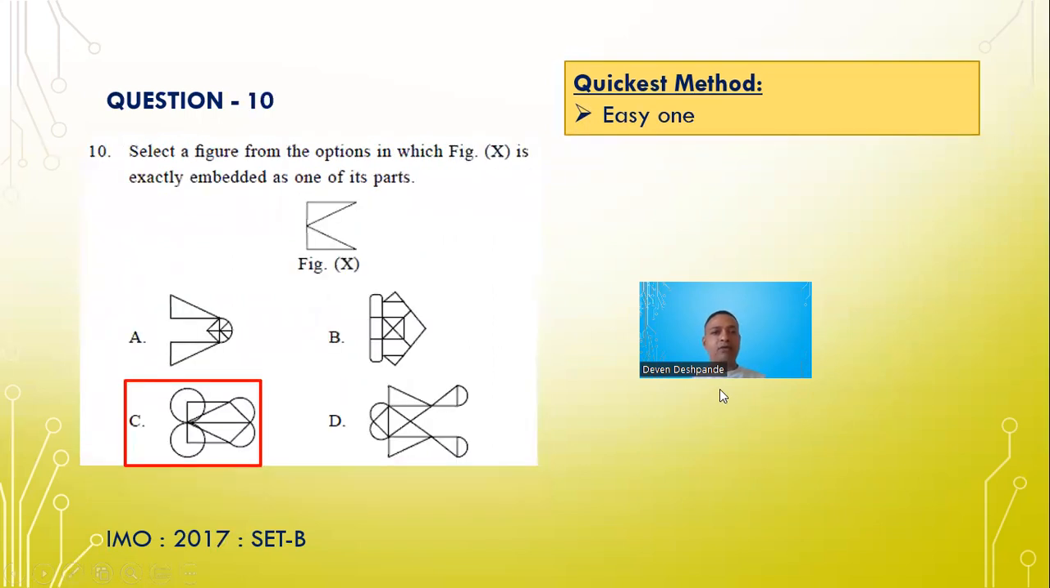Okay, select a figure from the options in which figure X is exactly embedded as one of its parts. Again, an easy one. The two triangles with a common base. Option C is the correct option.